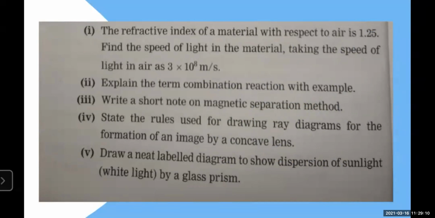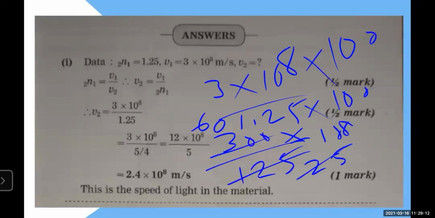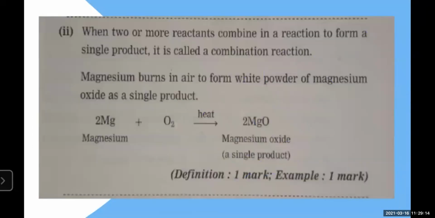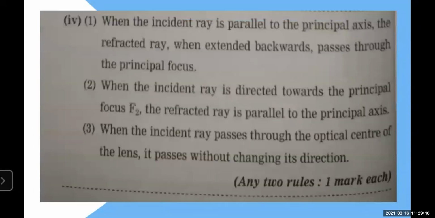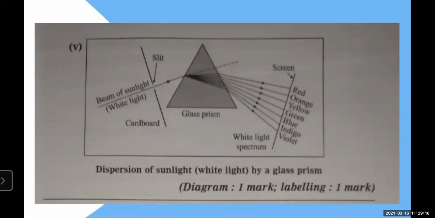Let's see how to draw. First of all, you have to draw the prism. Students, see here. Draw the glass prism first, and this experiment you also have in your practical book. Draw the glass prism. You can see white light. Draw a straight line, a beam of sunlight.